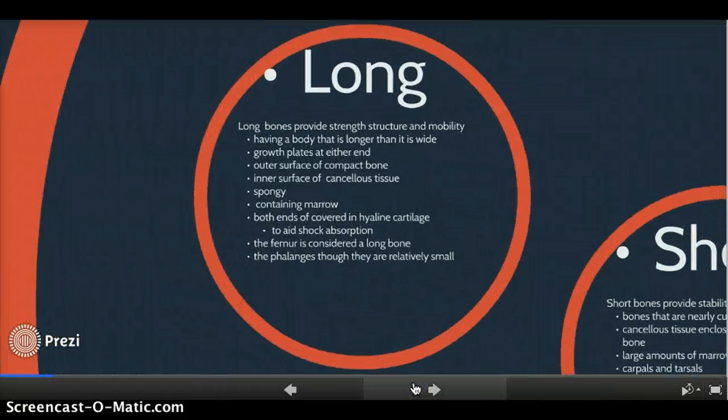Alright, there are 5 main types of bones. The long bones provide strength, structure, and mobility. Long bones are bones defined as having a body that is longer than it is wide.